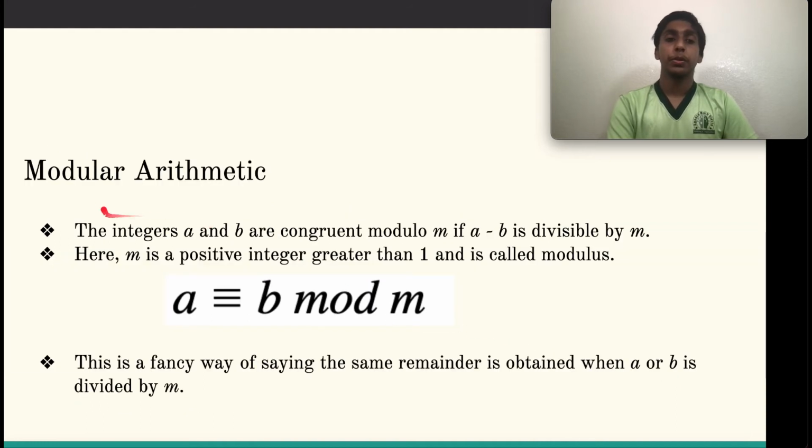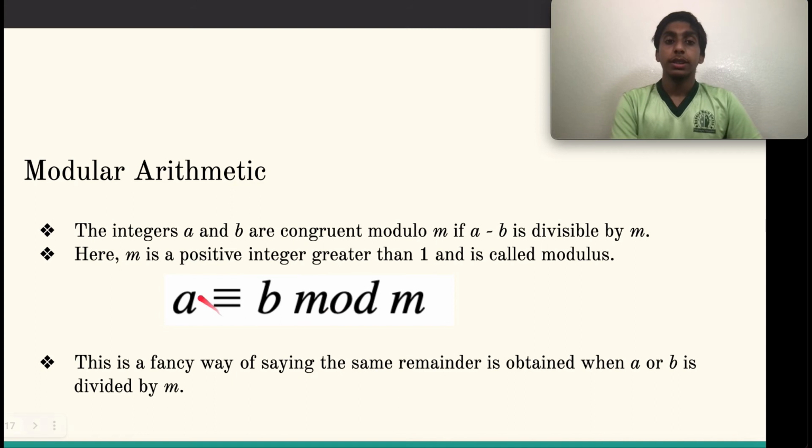Modular arithmetic. The integers a and b are congruent modulo m if a minus b is divisible by m. Here, m is a positive integer greater than 1, and it's called your modulus. So what exactly does this equation mean? This symbol, the three lines, means congruent. What this means is a mod m is equal to b mod m. So what exactly does that mean?